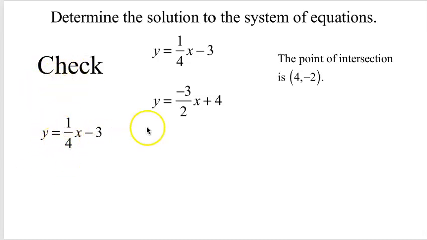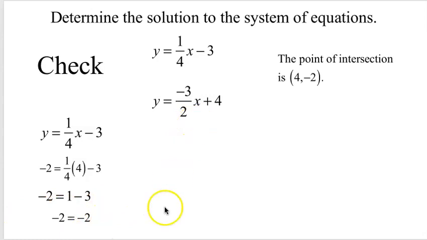We're going to do a check. Starting with y is 1/4 x minus 3, plugging in 4 for x, and plugging in -2 for y. Is -2 equal to 1/4 of 4 minus 3? 1/4 of 4 is 1. So does -2 equal 1 minus 3? Does -2 equal -2? That's a check. So it worked in the first equation, but again, that's not enough.